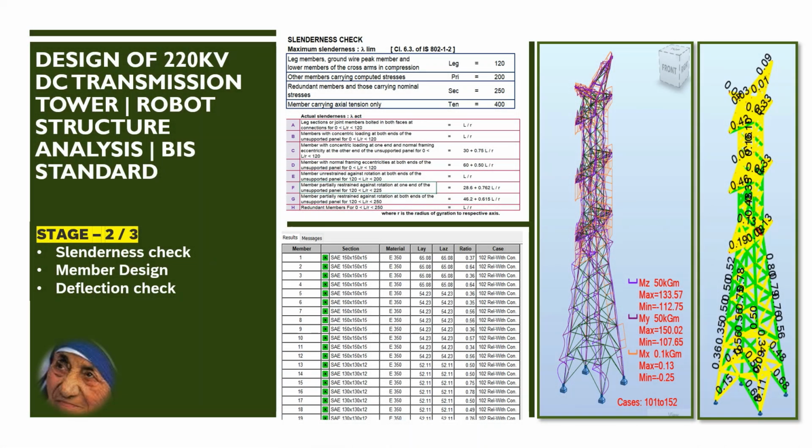Welcome viewers. In this second stage of design of 220 kV double circuit transmission line tower design using Autodesk Robot structural analysis in Indian standard, we are going to discuss the slenderness check, member design and deflection check. Let me go to that Excel calculation on slenderness check.